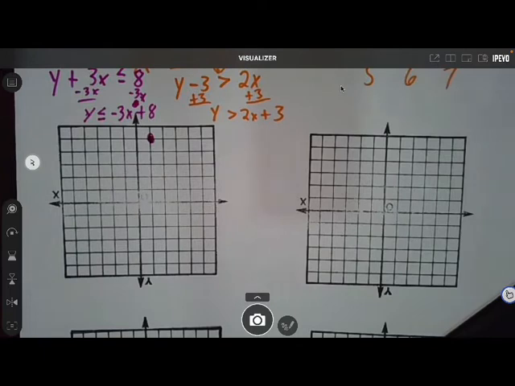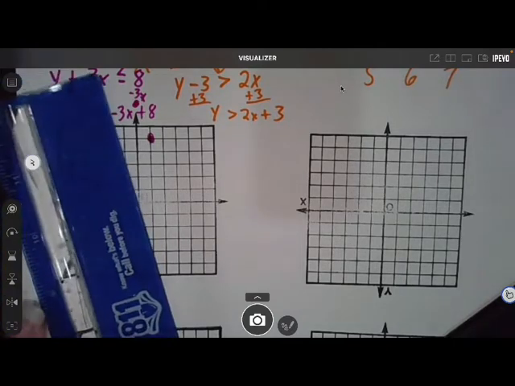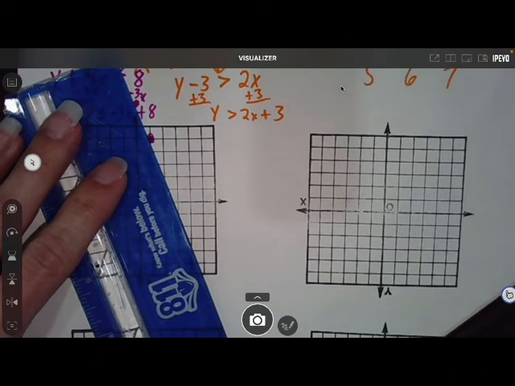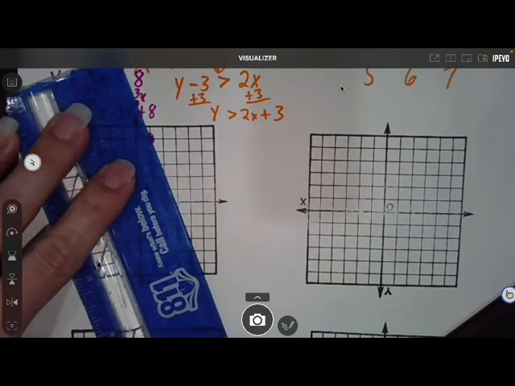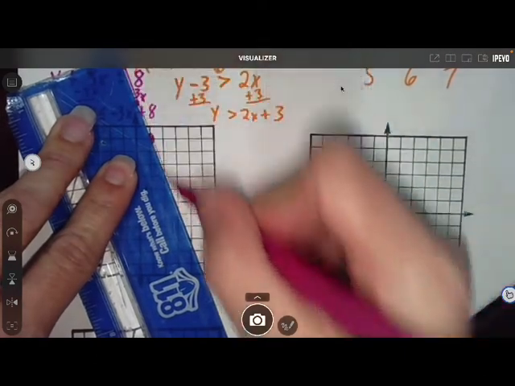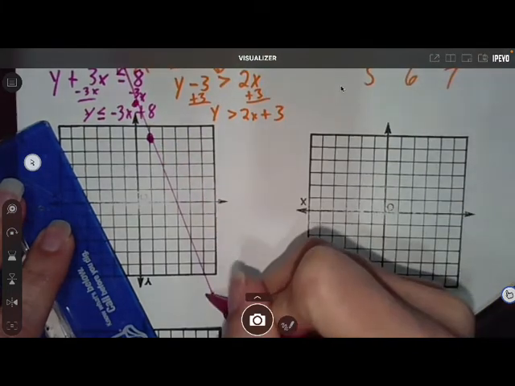I'm actually going to get a ruler. Is this going to be a dotted or a solid line? A dotted. Oh, wait, it's solid. It's going to be a solid line. Okay, so I'm going to put my ruler here and draw my solid line. There it is.